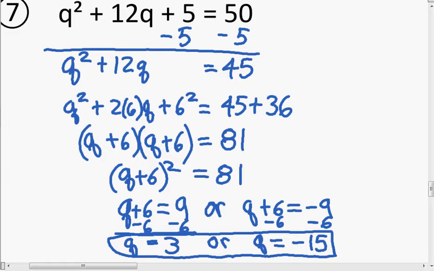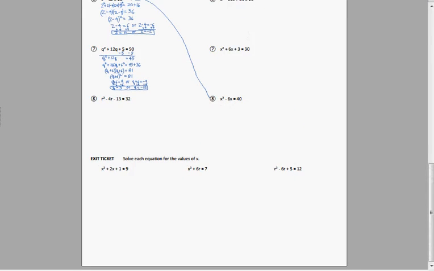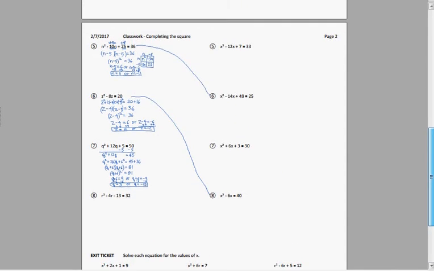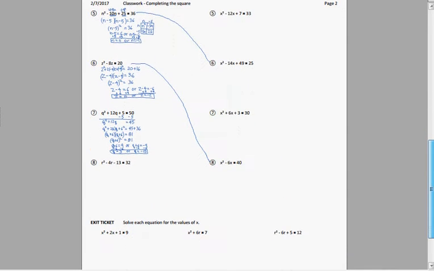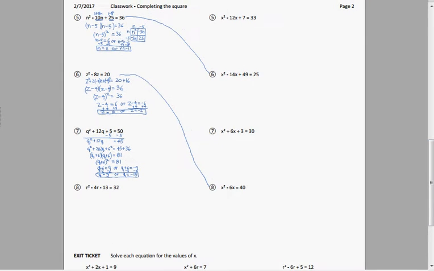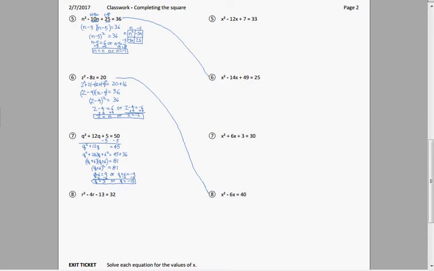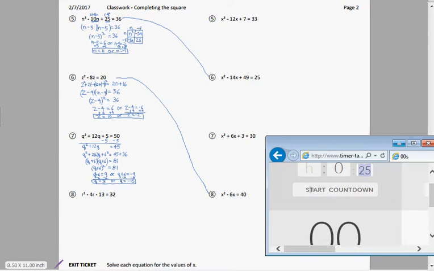Find the matching problem. And I'll give you 25 seconds to do that. You'll probably get done before that. You can start working on the problem.